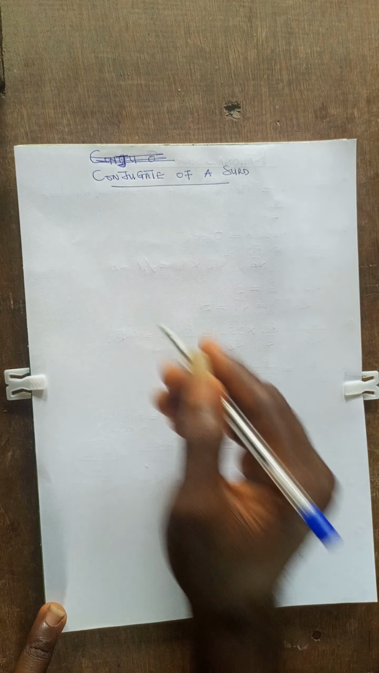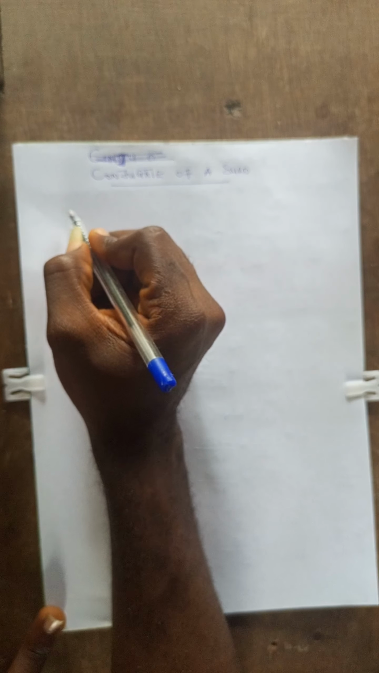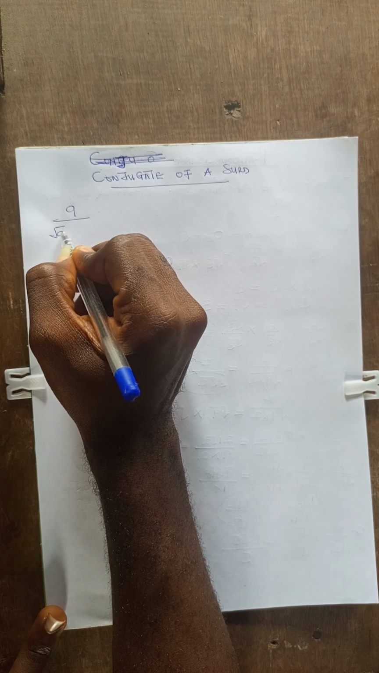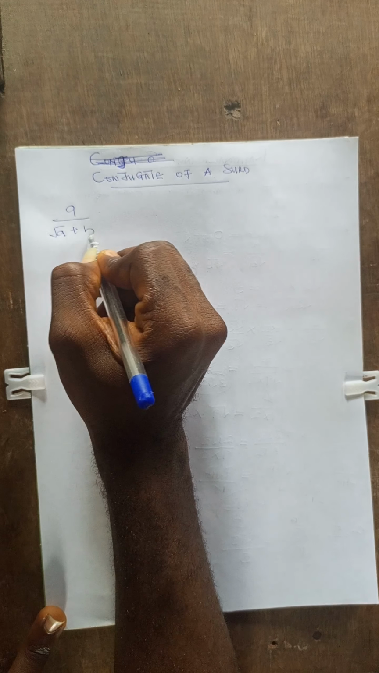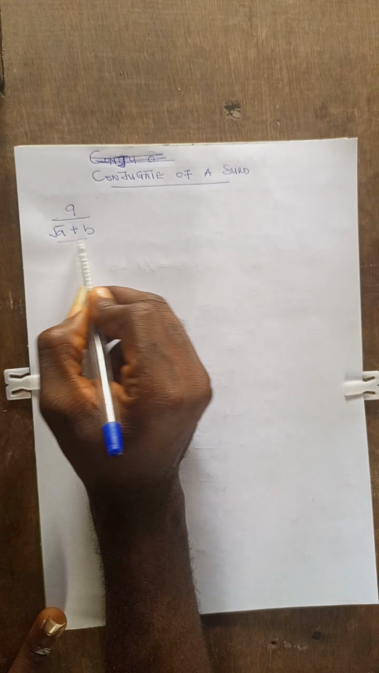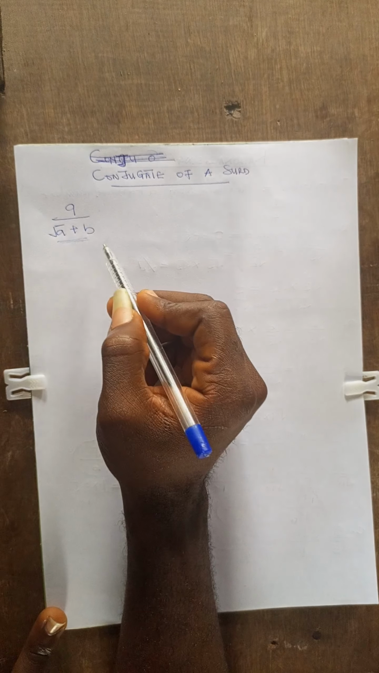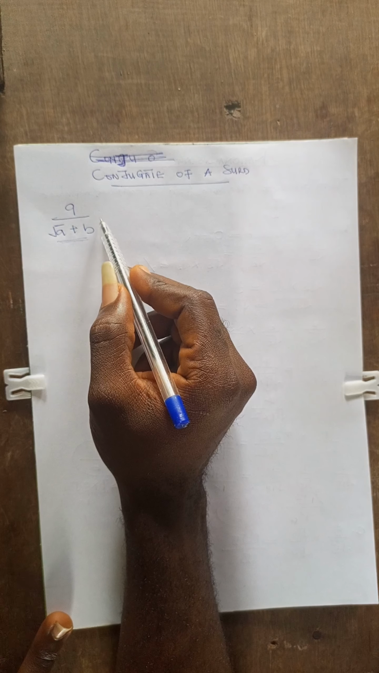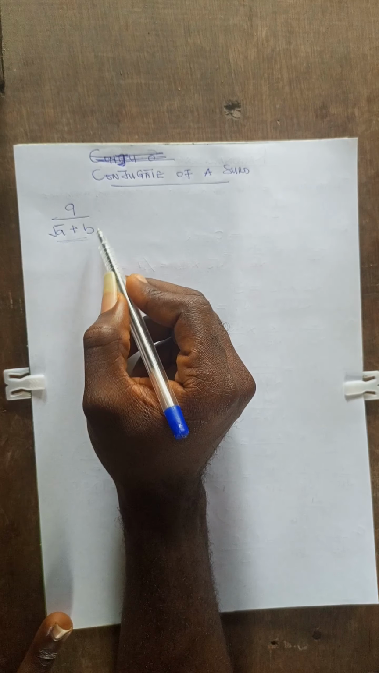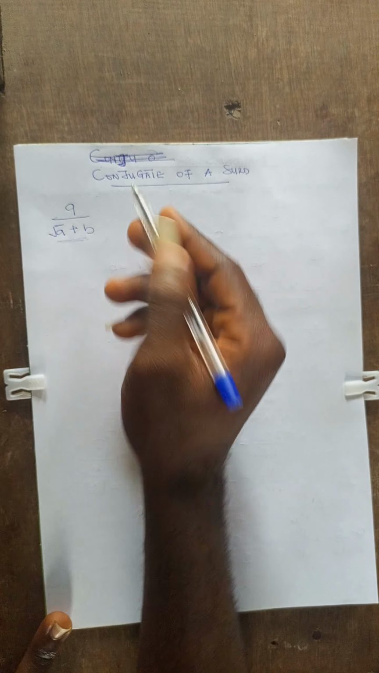For example, if you get a question in this format, you get A over root A plus B. Now, for this particular question, we get two terms in this place. How can we do this one? We can't just multiply both sides by this exact number because it will not cancel the root. Let's try it.